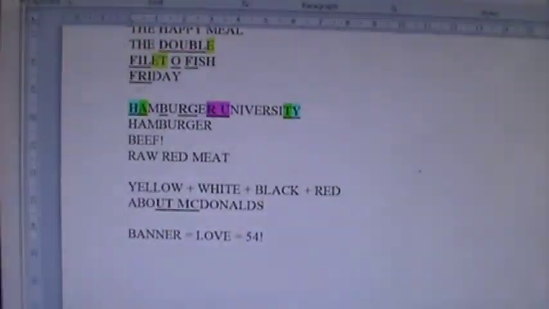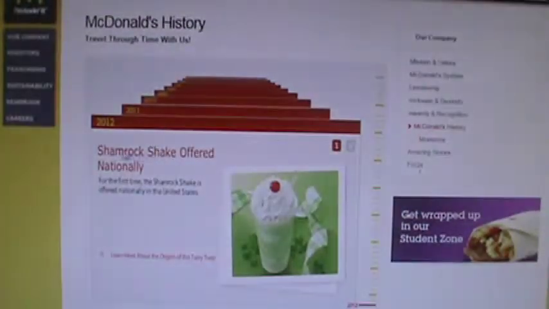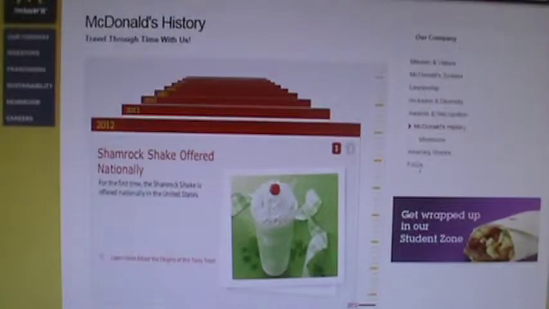Where are you? Where is McDonald's history? Here it is. McDonald's history. Look at how beautiful this is. This is a pleasure to go through. Look at that. Remember we solved the shamrock shake today? Well, that is on the front page of McDonald's history.